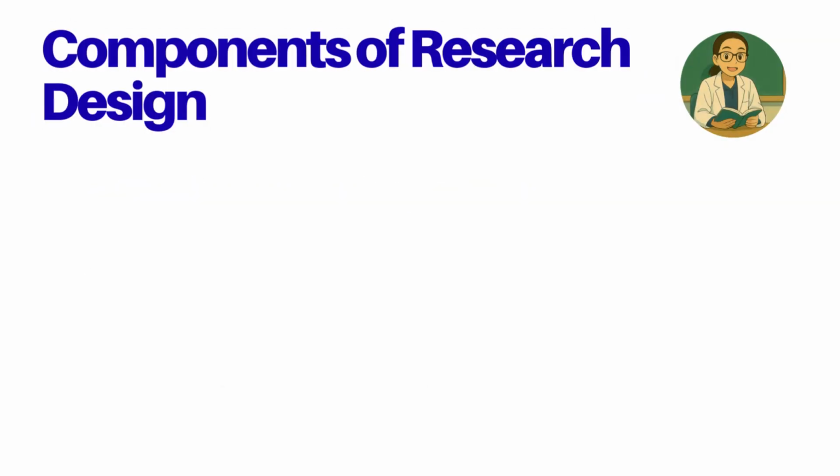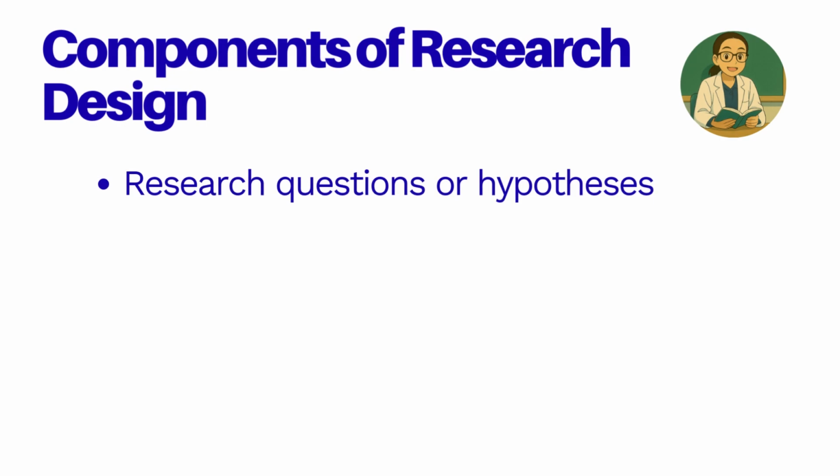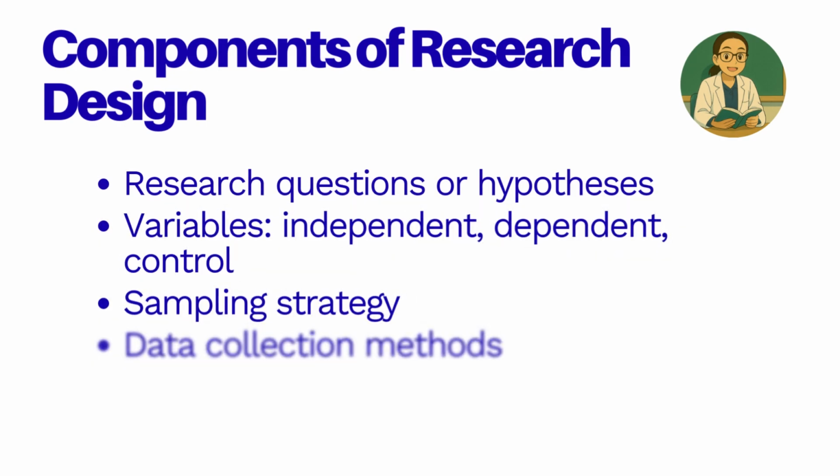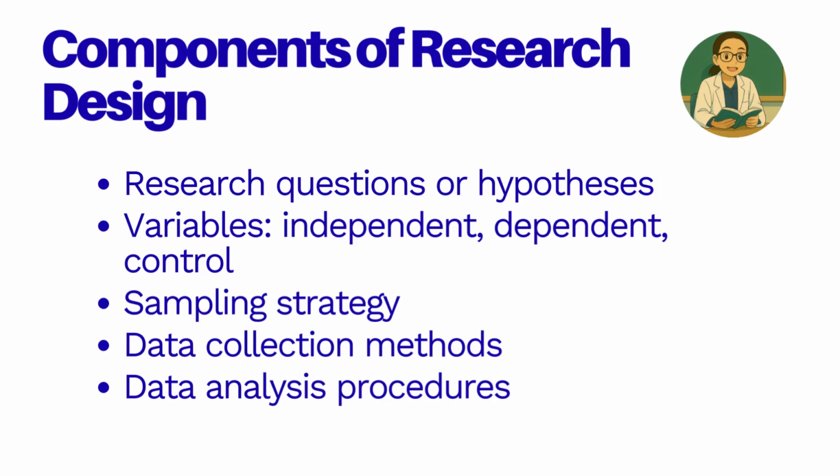The main components of research design include your research questions, the variables you intend to study, the sample you will work with, and the data collection and analysis methods you plan to use. Ethical considerations, such as informed consent and confidentiality, must also be integrated at every stage.